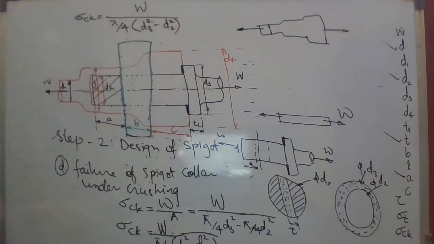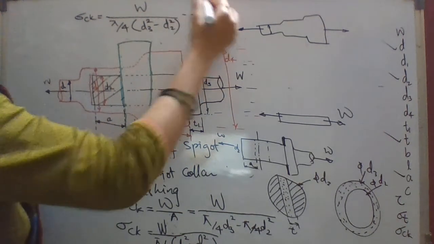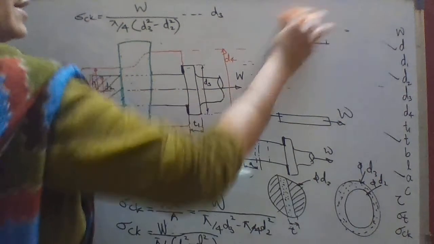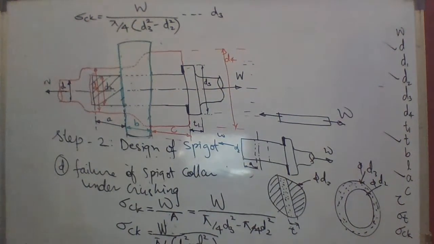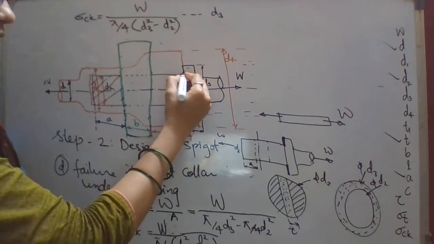Now from previous steps we have already got d2. So from this step we will get d3, the outside diameter of the spigot collar. Now is there any action of shearing for the collar? Yes, there is the action of shearing also. Where is the action of shearing? Will it be? This will be over here.